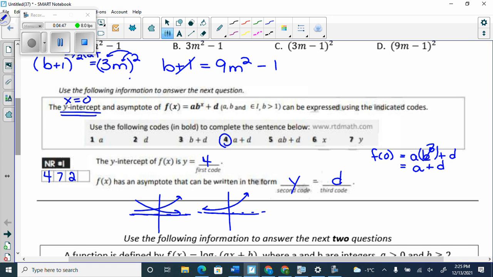There's nothing about inverses on this at all. An exponential function has a horizontal asymptote, always. And the only thing that can move it is the vertical translation.